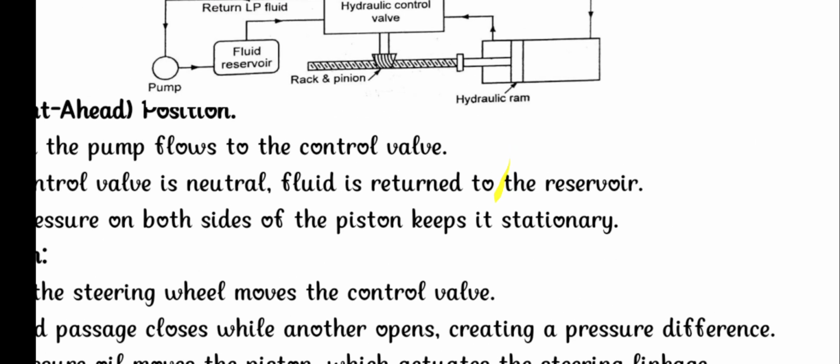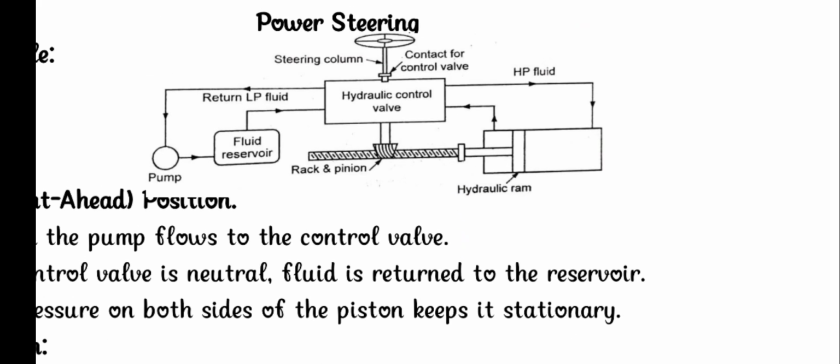So this is the diagram for the power steering. In the power steering, first of all, we have the fluid reservoir, the pump, the hydraulic control valve, then high pressure fluid to the hydraulic ram. Based upon the fluid reservoir and the high pressure pump, in the steering system we have the turning linkages, left or right, operated by the hydraulic ram.